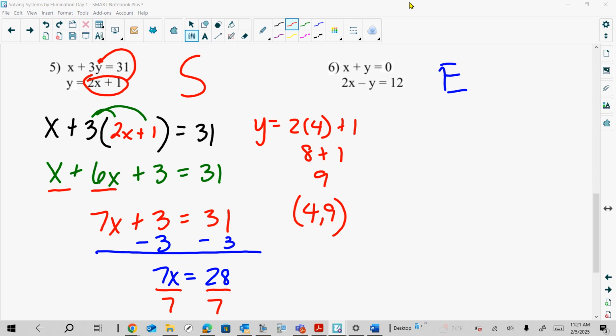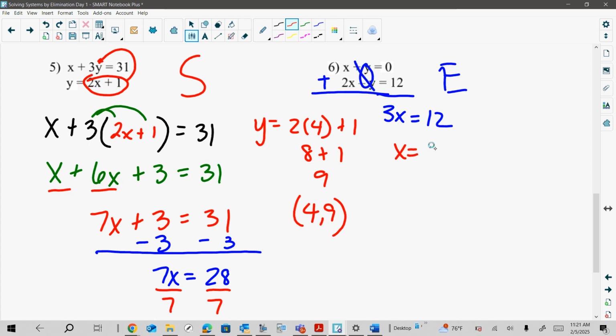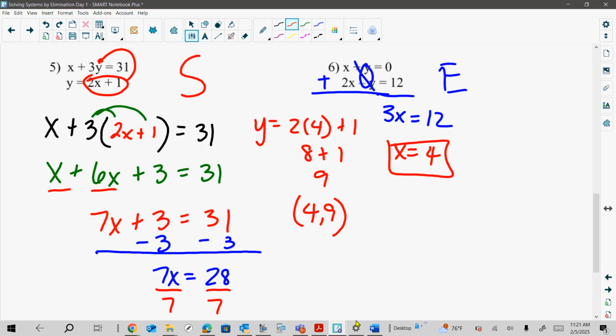And last one, we're doing elimination, and we should be eliminating the y. So if I add, these are gone, the y terms are gone, and you have 3x equals 12, which means your x is going to be 4, and we're going to plug it back in to get the y. All right, we'll check this. I'll stamp check it in class tomorrow.